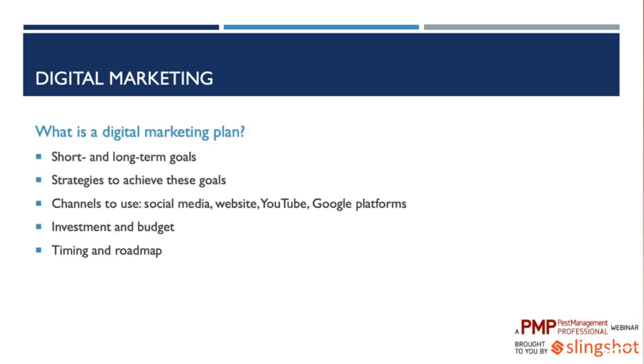So what is a digital marketing plan? You're going to have to come up with some short and long-term goals, strategies to achieve these goals, and channels to use, whether it be social media, your website, YouTube, or other Google platforms. Come up with the investment and budget and the timing and the roadmap.